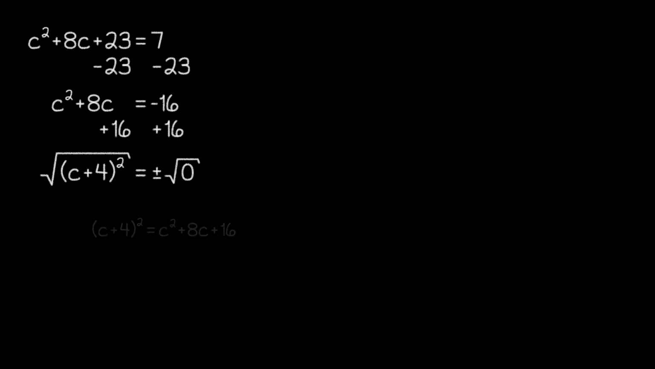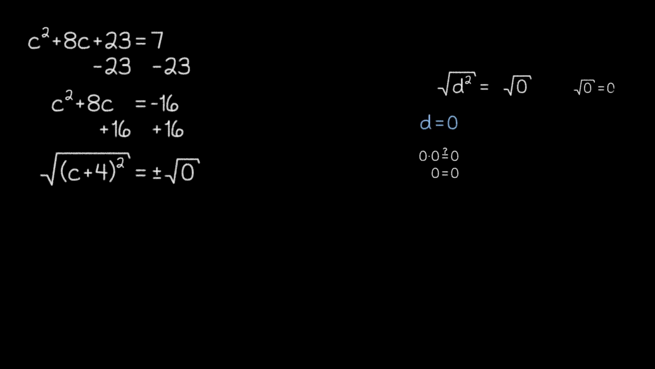But what does it mean to take the square root of 0? Well, first, let's consider this separate but related equation. It's actually not too challenging to find a solution, since 0 times 0 is 0. In fact, we'll take this a step further and say that the square root of 0 is equal to 0.